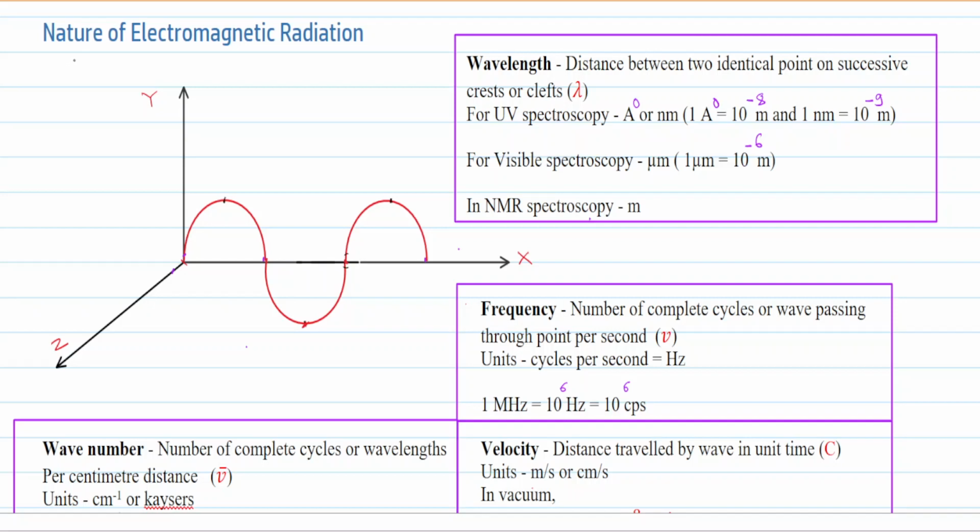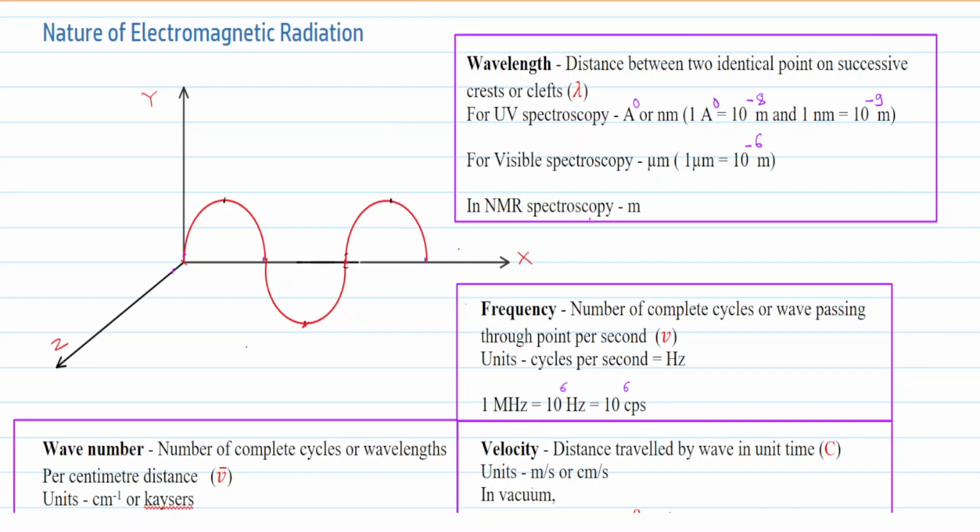From the video, it is clear that the electromagnetic radiation or electromagnetic wave is composed of two fields, that is electric field and magnetic field. But for our convenience and for understanding, I have taken here only one field, that is electric field, and this electric field is oscillating in the x direction and it is perpendicular to the x-axis. Now the first characteristic is wavelength.